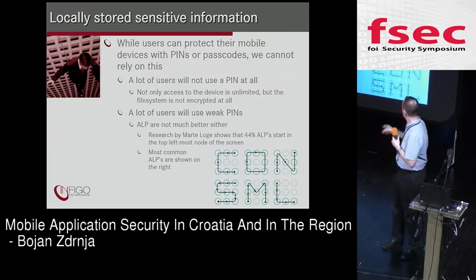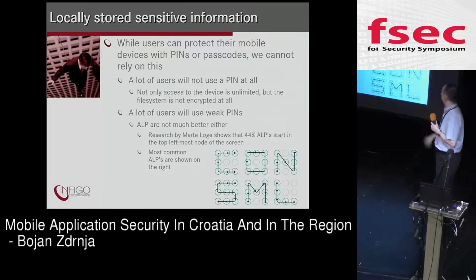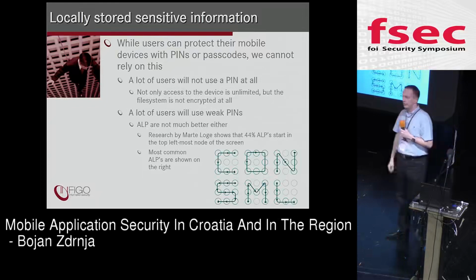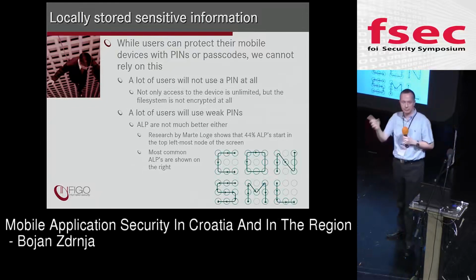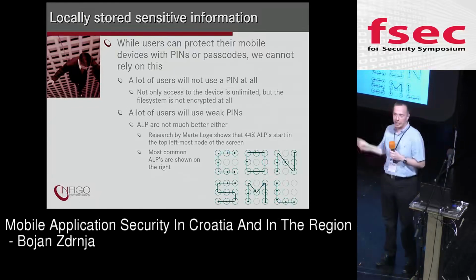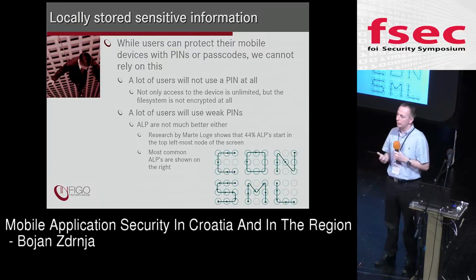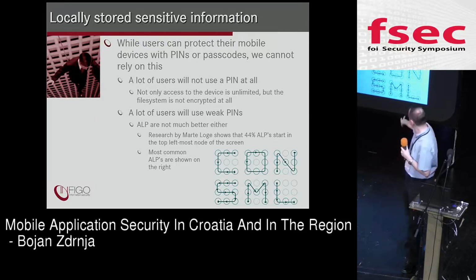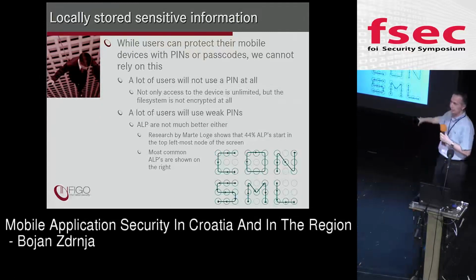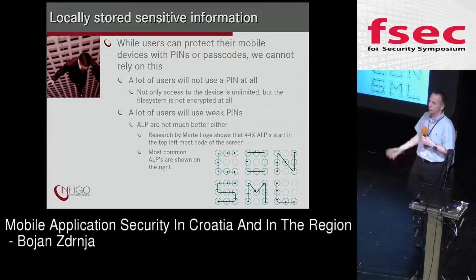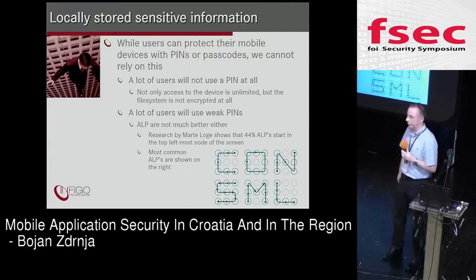PINs at all. There was an interesting research by this guy here who was looking at Android lock patterns, ALPs, and by analyzing thousands of ALPs, he found out that 44% of them start in the upper left corner. It's just something that people typically use. And these here are the top 6. That's the top 6 ALPs that people use to unlock Android phones.